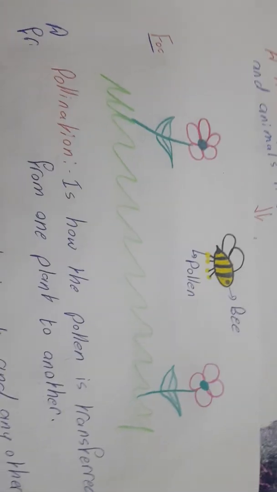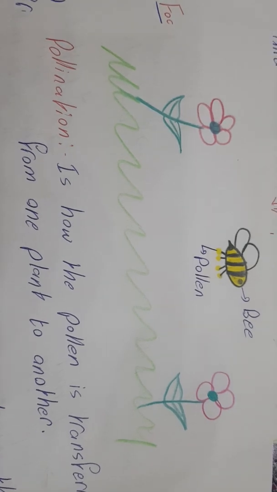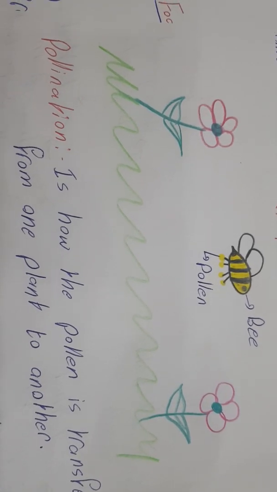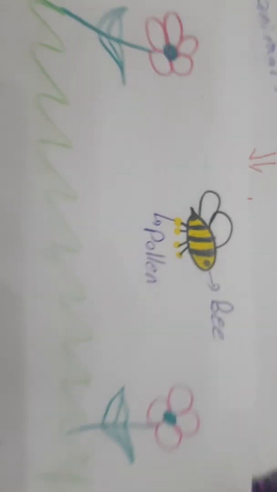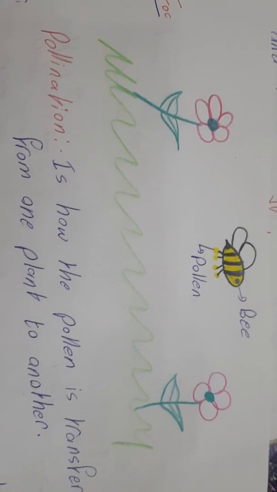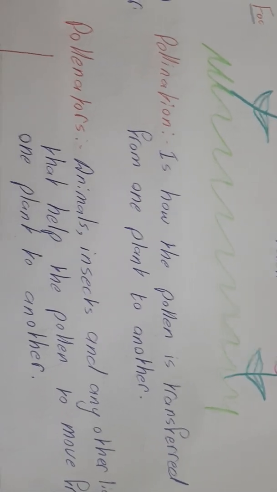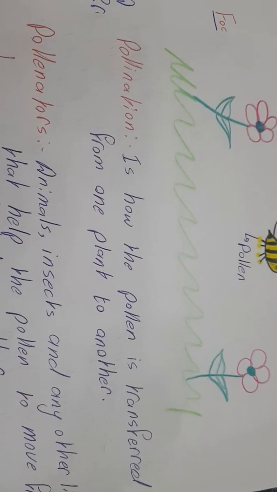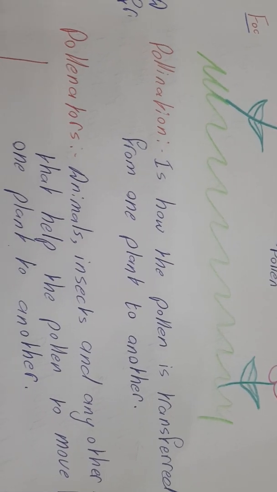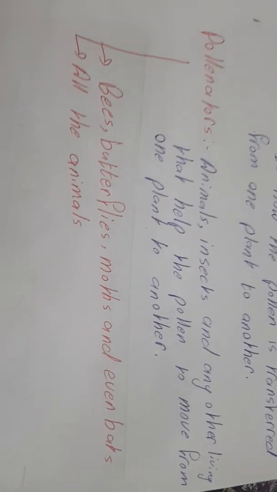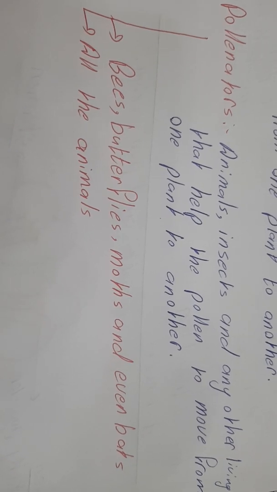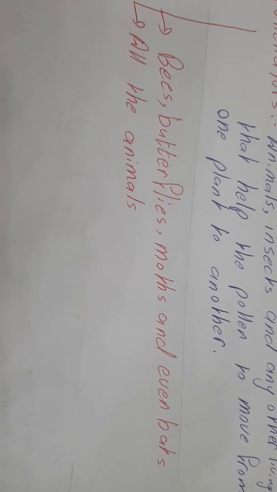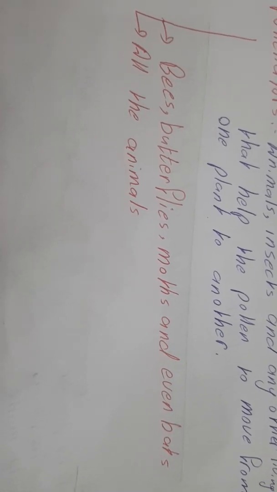Okay. Now, this is pollination. Look at the bee, how it moved from one plant or one flower to another, holding the pollen. Can you see the pollen? Yes, so it holds the pollen from one flower to another. What is pollination? In this picture, it is how the pollen is transferred from one plant to another. Now, what are pollinators? They are animals, insects, and any other living things that help pollen to move from one plant to another, like bees, butterflies, moths, bats, and all other animals.